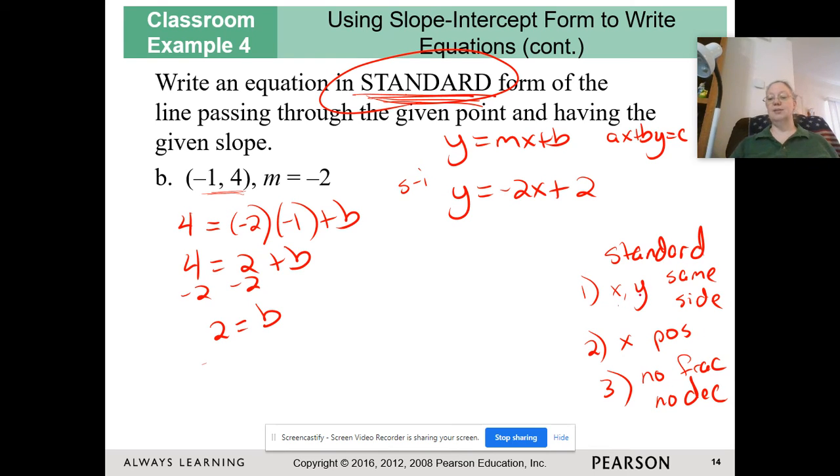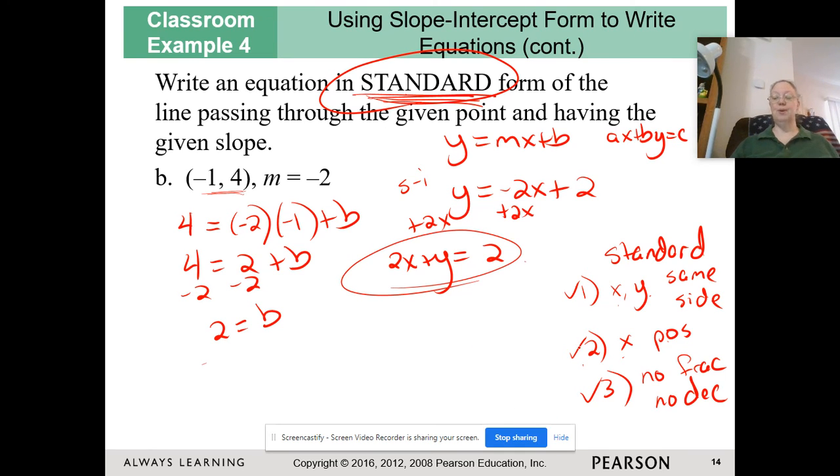All right, x and y have to be on the same side. X has to be positive, no fractions, no decimals. So what we're going to do is add our 2x to both sides so that we can get our x and y on the same side. So do that first. 2x plus y is equal to 2. Then we're going to check to make sure our x value is positive. It is, so we don't have to worry about this one. This one's already done. And then we also have to check to make sure there's no fractions or decimals. Well, there's no fractions or decimals, so that one's done as well. So there we go. That would be our answer.